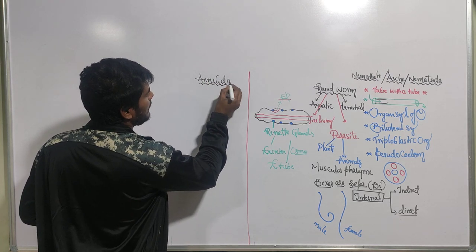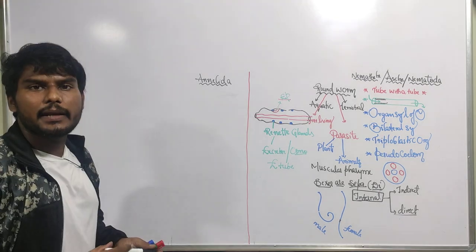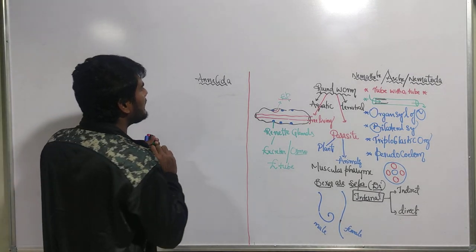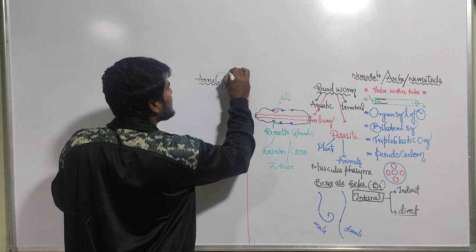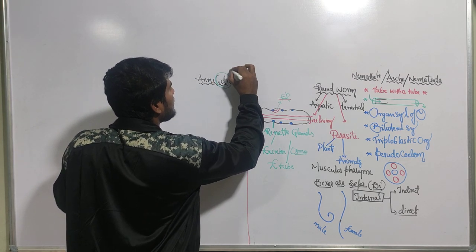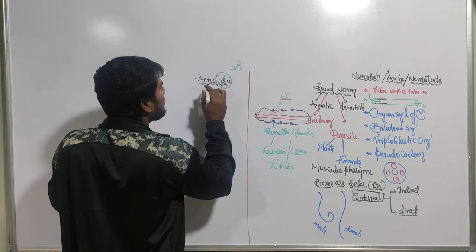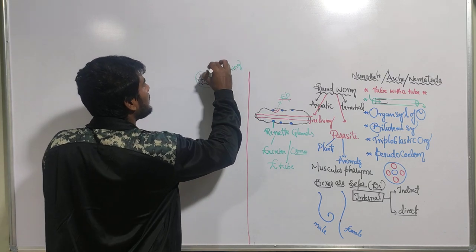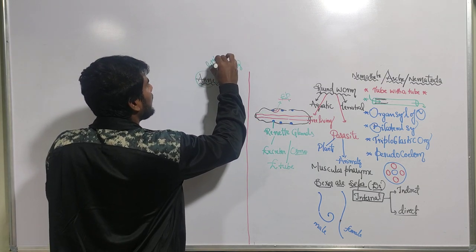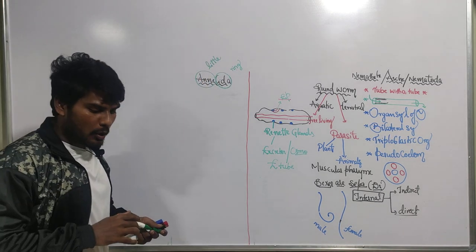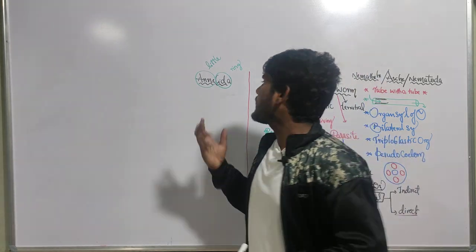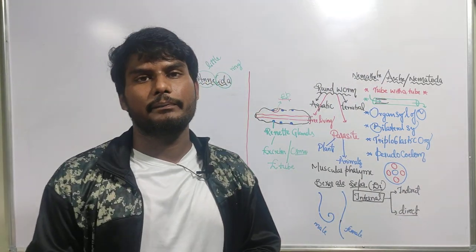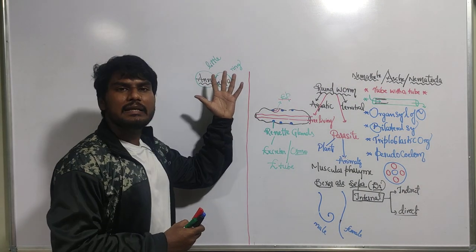Annelida. As I told, each and every word has a meaning. Annelida: lida means ring, and ani means little. It means their body has a number of small rings. One example for Annelida is earthworm.